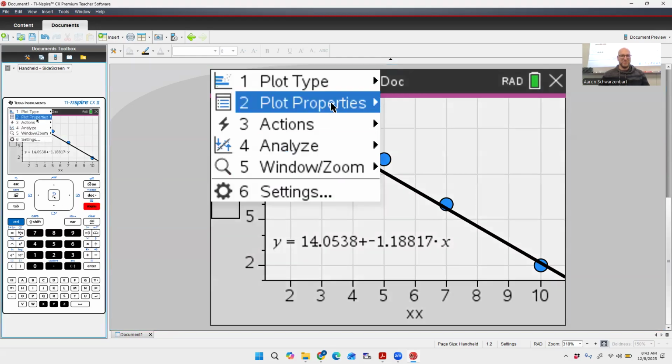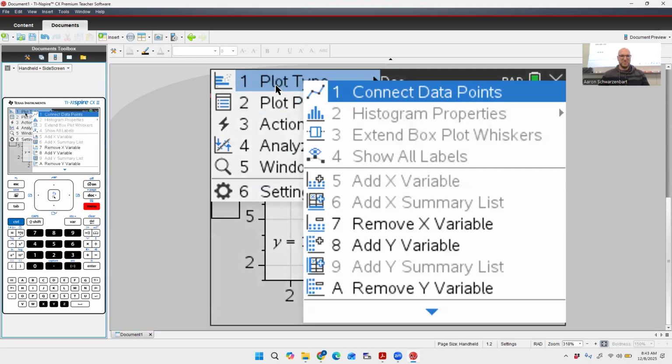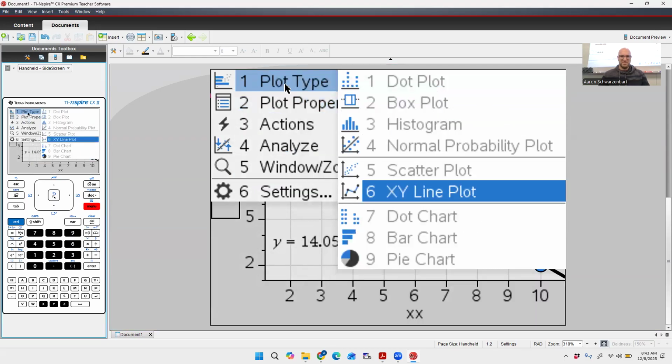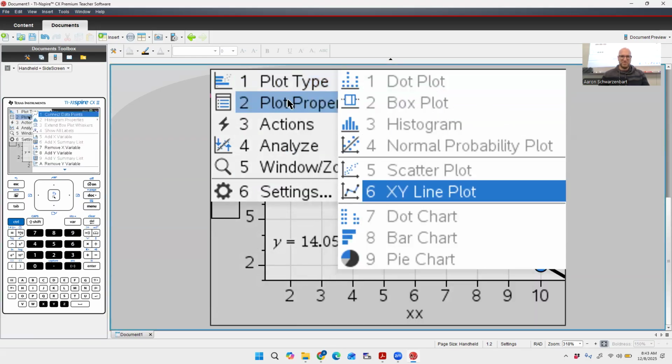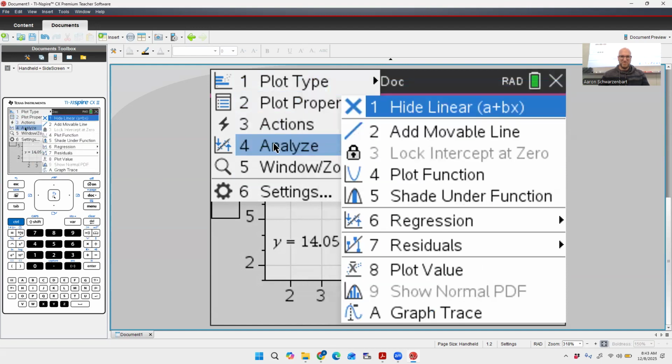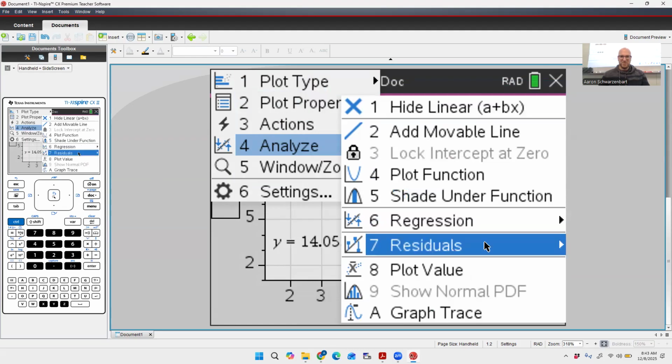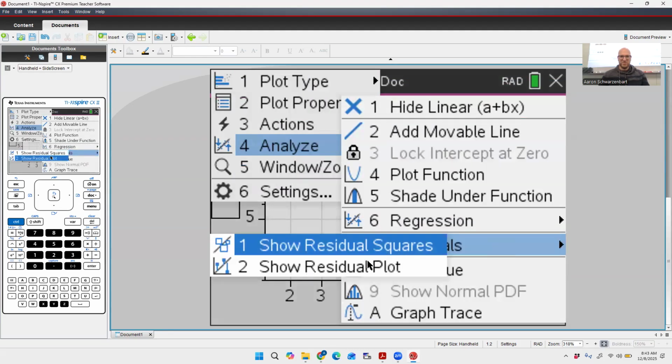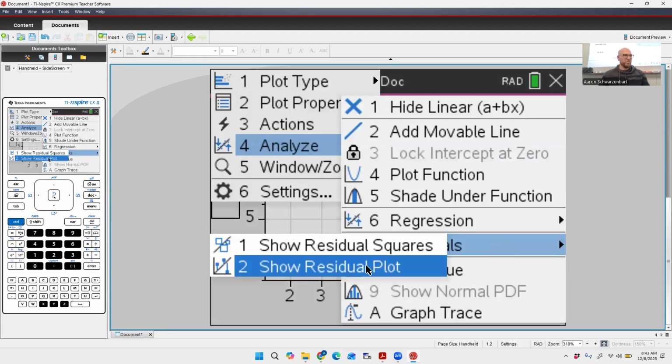So, menu. Plot type. Is it plot type? No. General. Oh, analyze residuals. Show residual plot.